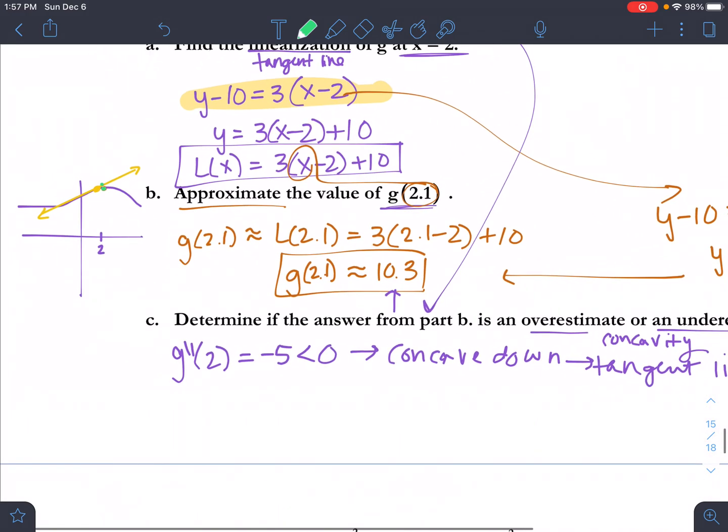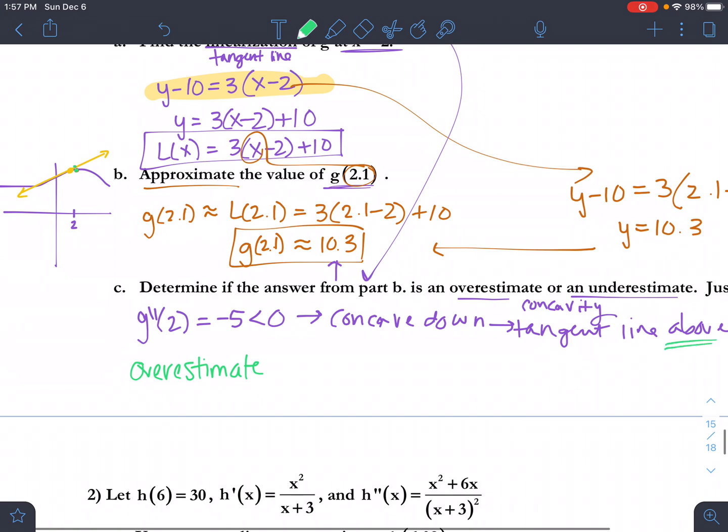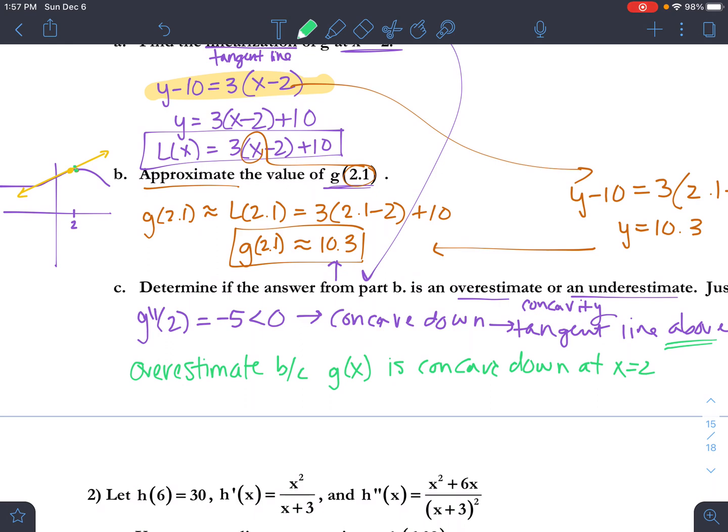Okay, so our justification could just be something like this. It's an overestimate. We already talked about how it's above. That's really where this is coming from. Because g of x is concave down at x equals 2, since g double prime of 2 is negative. So you don't have to say the above and below for tangent lines, since that's not what it's asking, but that is where it comes from. Since you've been practicing doing that, keep following suit. If the line's above, then we are overestimating the function value.